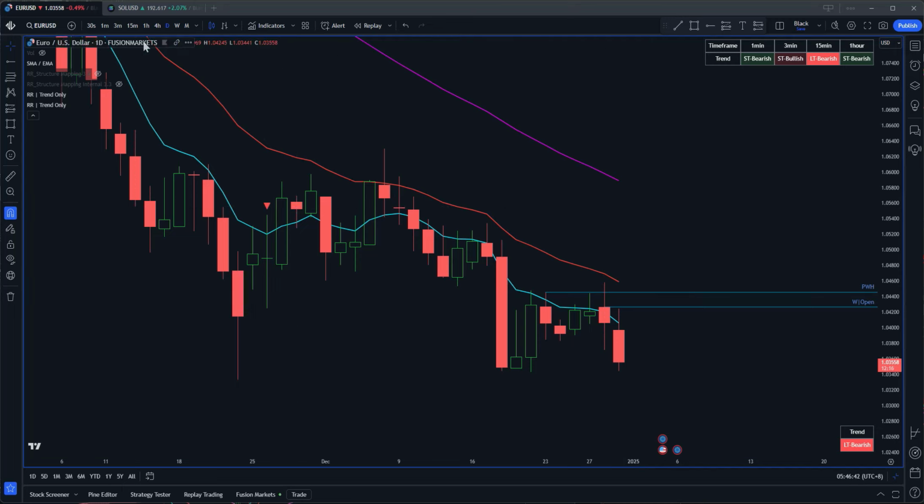Okay, and then we go on the H4 time frame to check from here how the price went higher.